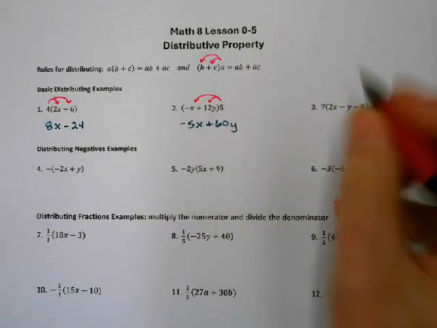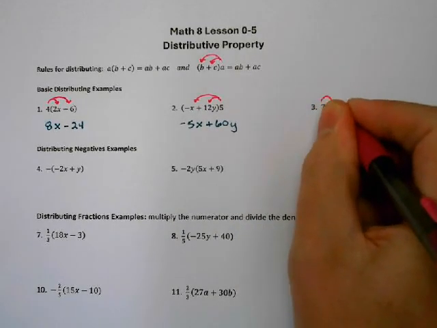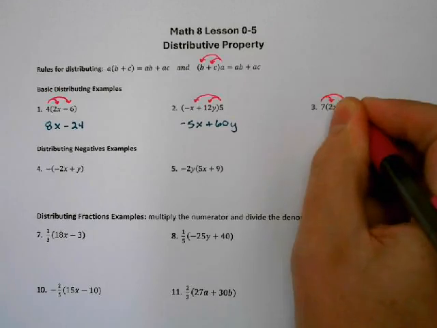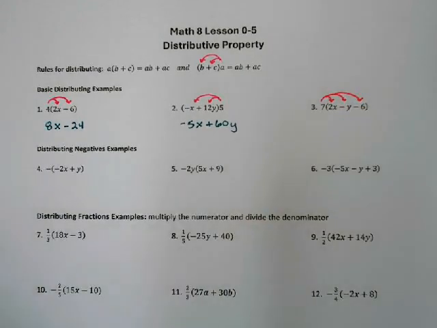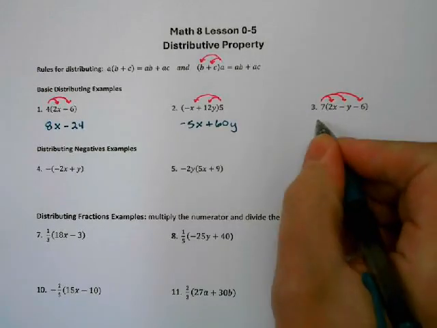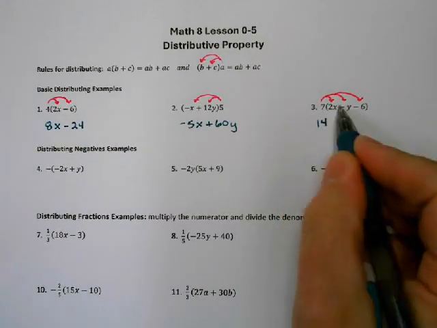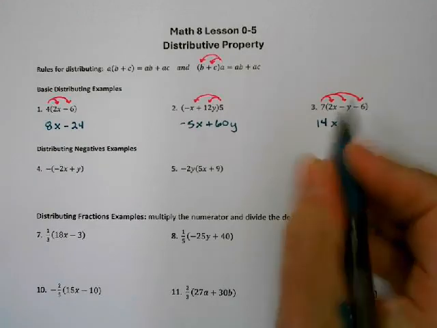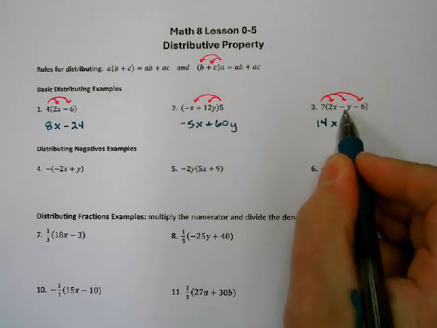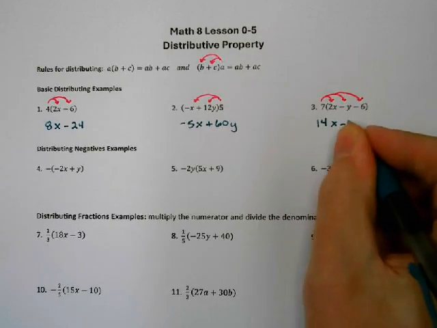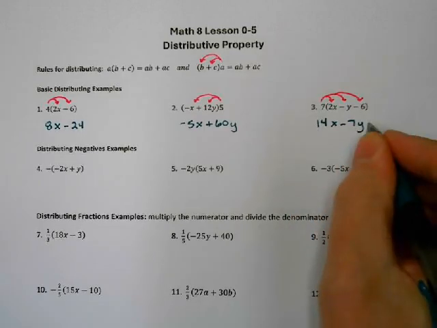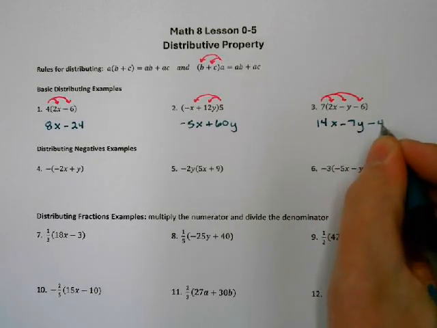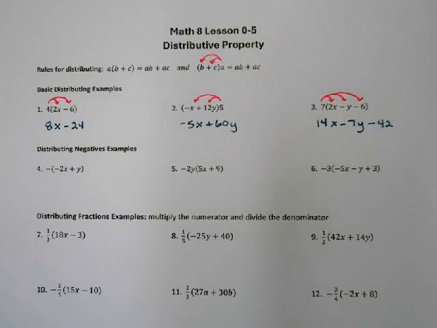Last one, we've got a monomial times a trinomial, 3 terms. 7 times 2x, 7 times negative y. And we'll do 7 times negative 6. So 7 times 2 is 14. There's our coefficients being multiplied, and then the variable of x. This is 7 times negative 1. If we don't see a number there, the number's 1. So 7 times negative 1 is negative 7, and then the variable of y. 7 times negative 6 is negative 42. A positive times a negative is a negative.